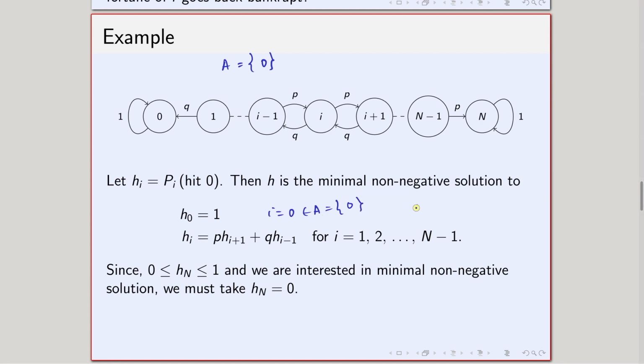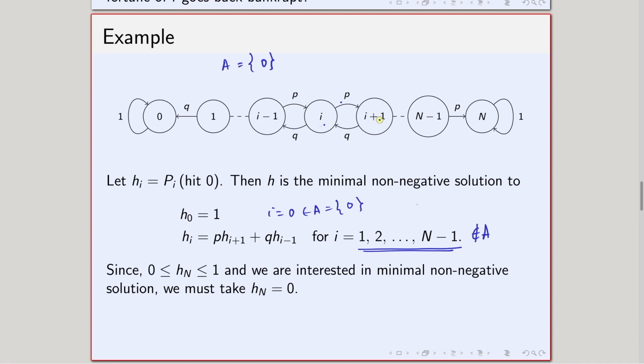Now if i is not in A, if i is anything between 1 and n minus 1, then of course this i does not belong to A, and then I try to write the linear equation. In this case writing the linear equation is very simple, because I start from hi. Starting from i, in one step I can go to i plus 1 or to i minus 1. And these two probabilities I know: the probability of going to i plus 1 and the probability of going to i minus 1.